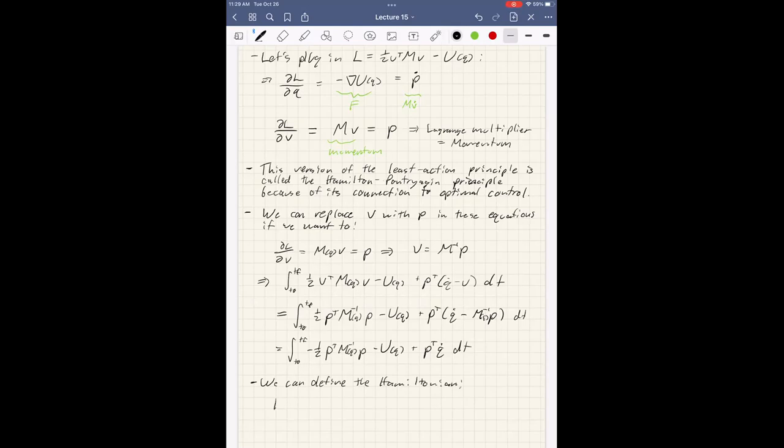So this is a function of Q and P, and it's going to be 1/2 P transpose M inverse P plus U. Right, this was our kinetic energy. So you can think about this as just kinetic plus potential rather than kinetic minus potential, right? This is typically the total energy, and in particular, this is a function of Q and P rather than Q and V, like the Lagrangian, right?